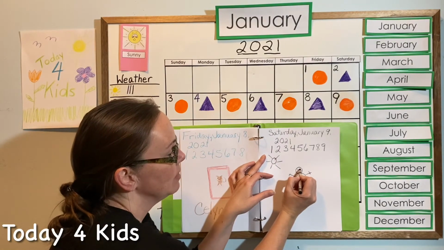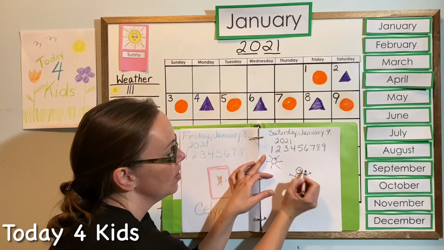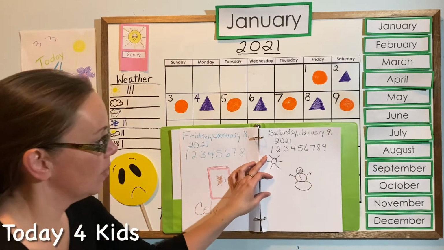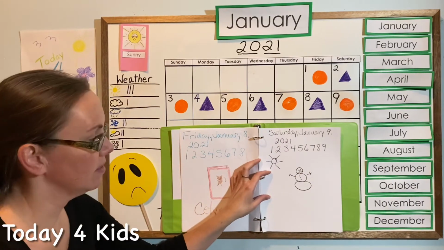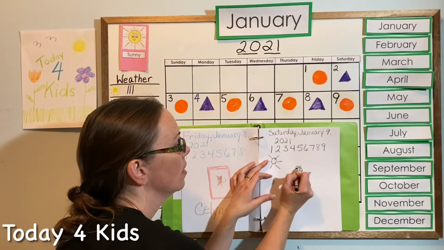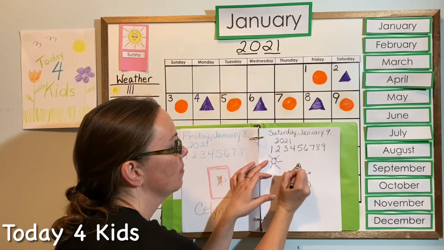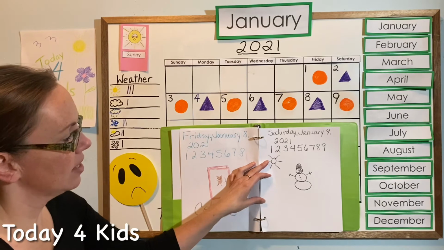And two eyes made out of rocks. And a carrot nose. And then I'm just going to use a stick for a mouth. And there's my snowman. I might put a hat on him. We wear toques where I live to keep our heads warm.